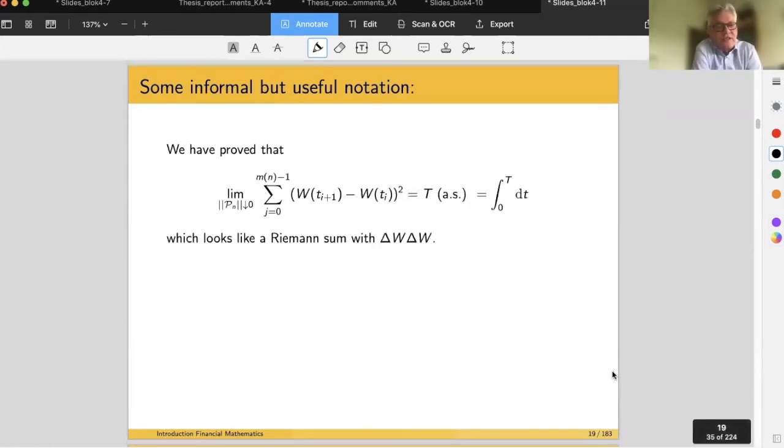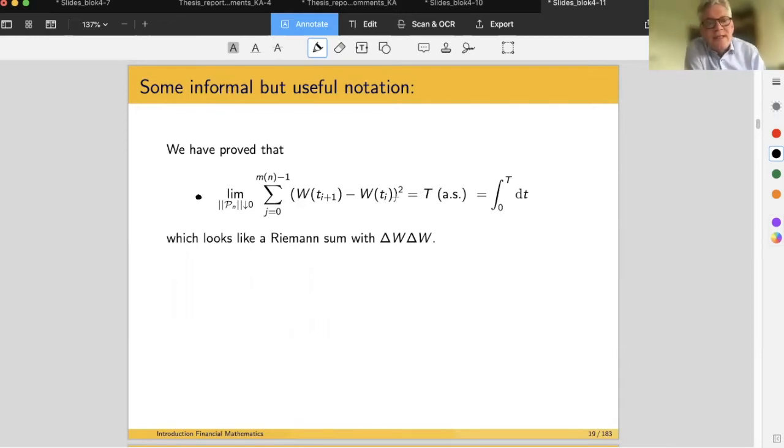We have proved, just at the end of the last lecture, that for the mesh size going to 0 from above, so the mesh of the partition P_n going to 0, the sum over j from 0 to m_n minus 1 of the squared increments is equal to t almost surely. That is what we have proved. And we can also write t as the integral from 0 to capital T of dt. Looks a bit awkward maybe, but in fact it is just the same.